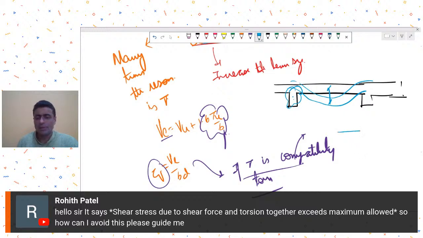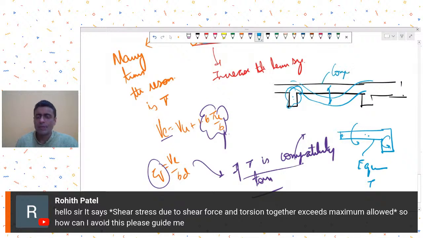What is a case of equilibrium torsion? Suppose I had a cantilever without any backspan coming from this beam. Now, if this beam does not take that torsion, this cantilever is unstable. So this is an equilibrium torsion. Okay, you know all these things.